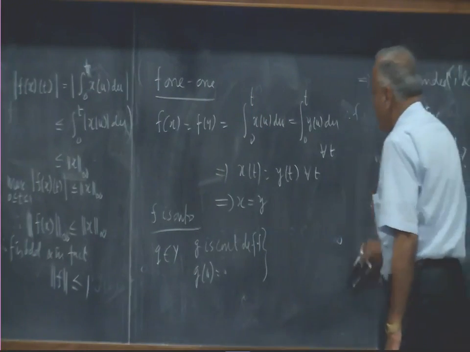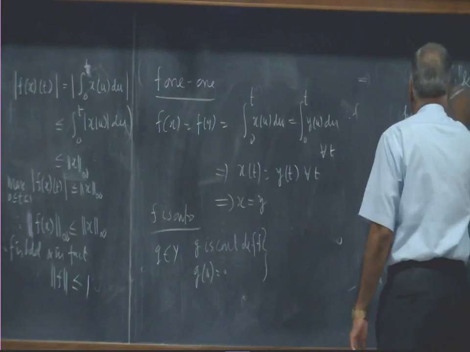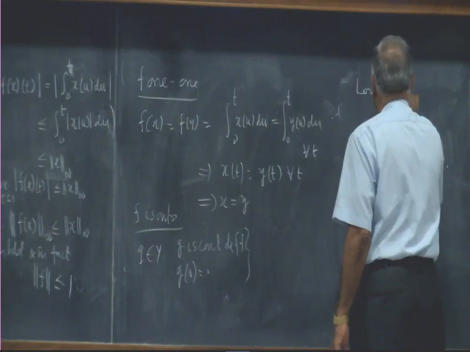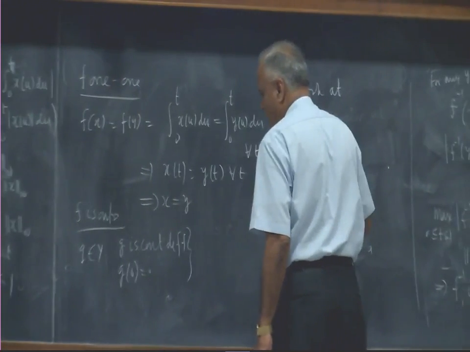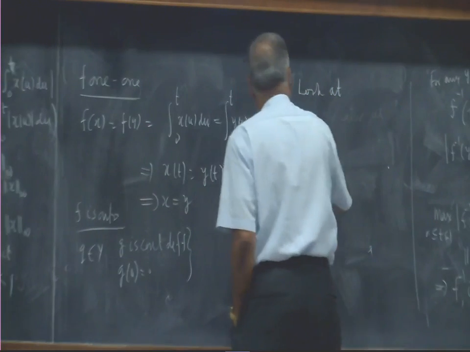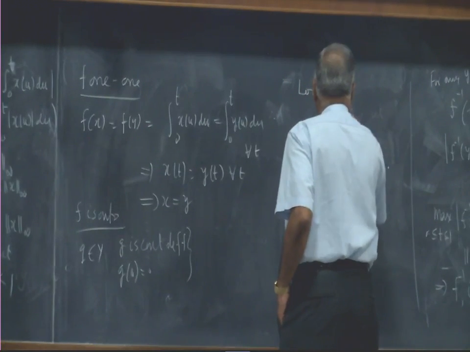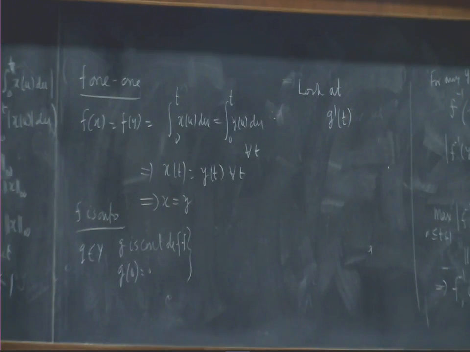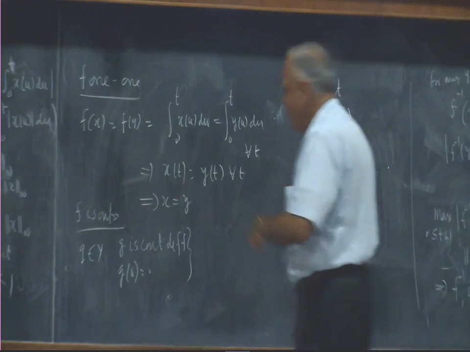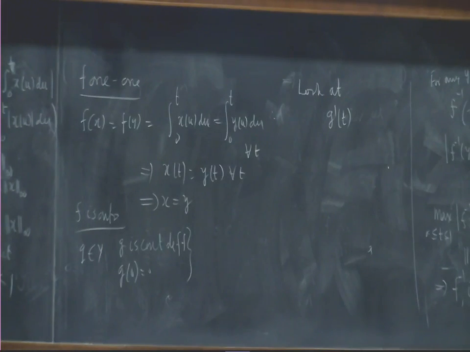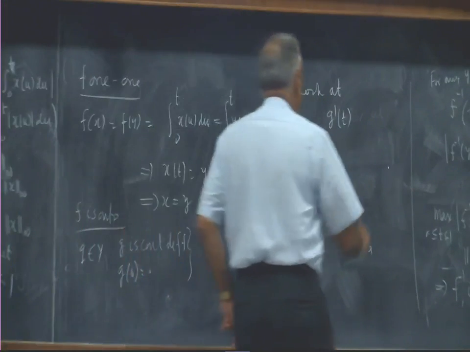So now look at g prime of t. Can you talk about g prime of t? I can, because g is a differentiable function. G is continuously differentiable, so its derivative must be a continuous function. So g prime of t belongs to C[0,1].